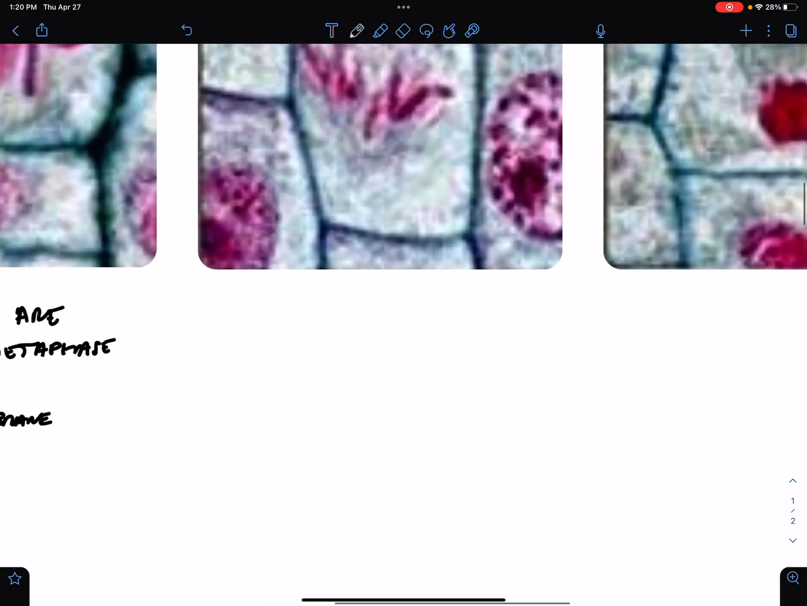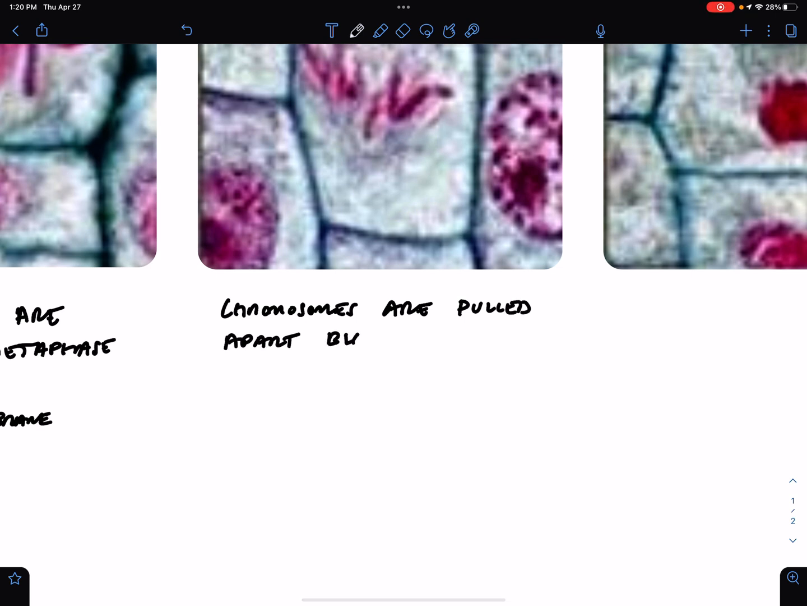So chromosomes are pulled apart by spindle fibers.